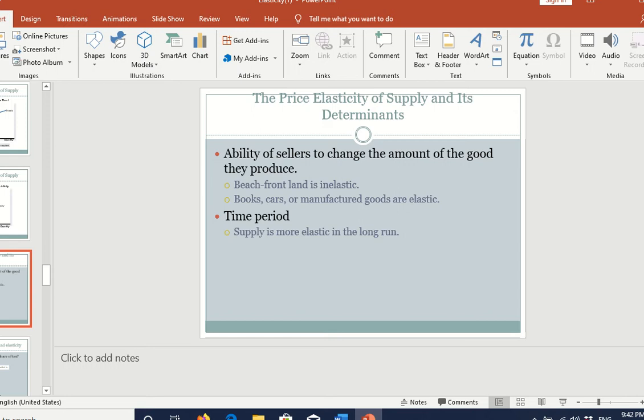Time period. The longer the time the sellers have to respond to a change in price, the more elastic the supply is. So, for example, from early 2000 all the way to 2008, we had a period of time that we call a commodity Super Cycle.